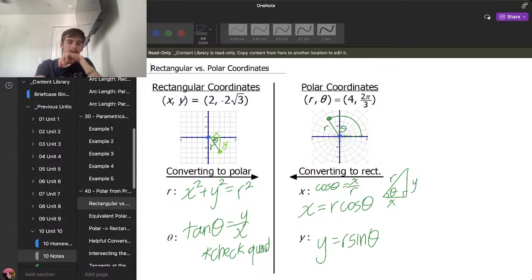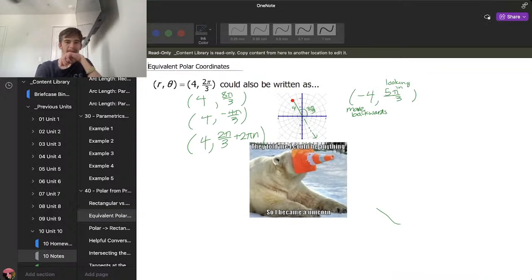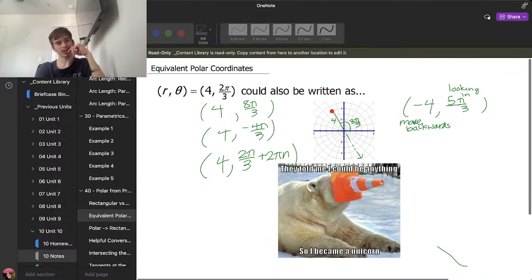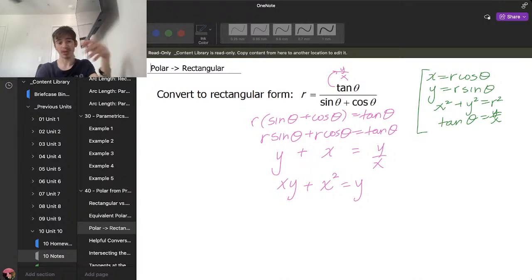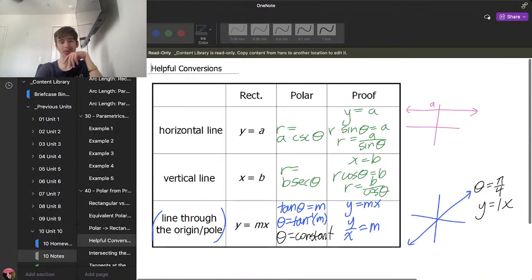Rectangular coordinates. Just know how to convert it. Know this. There are several ways to write a polar coordinate, polar to rectangular. Use some algebra and conversions that you should have memorized.